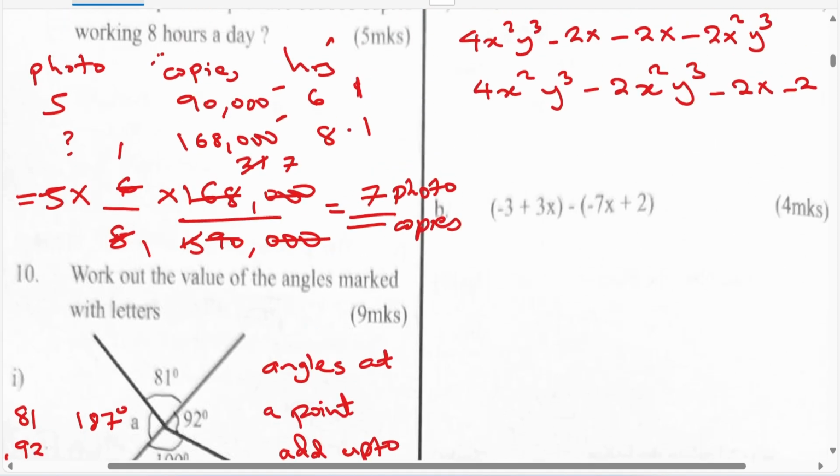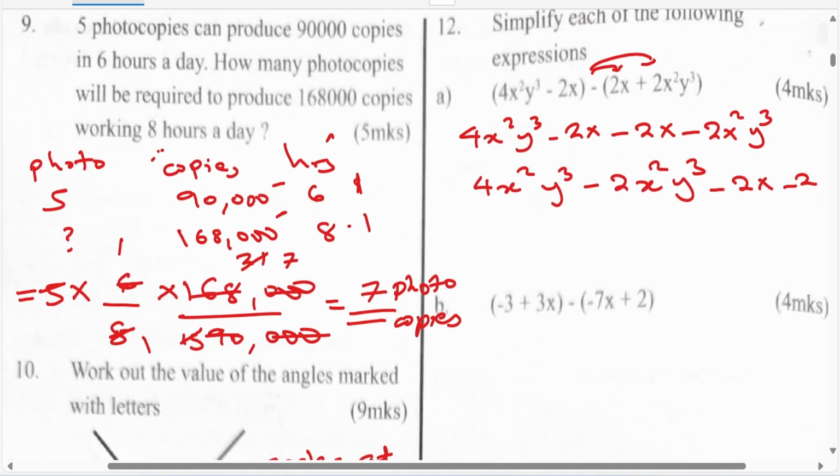Sorry for that. So minus 2x minus 2x. So you just do 4 minus 2. Basically you just get 2. Na hiyo itabakia vile vile. So you get 2x squared y cubed minus 2x gives you minus 4x. So that's your answer. So wanafunzi wengi wakonfusika hapa, wakonfusika na hizi x squared y cubed.